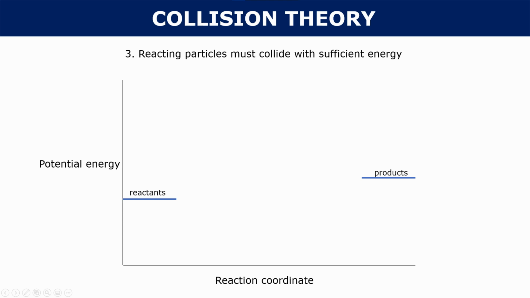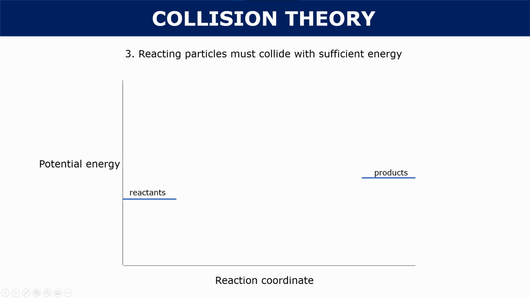And so in this case, the potential energy of our reactants is lower than the potential energy of our products. This means that it was an endothermic reaction. If your products were below your reactants, that would be an exothermic reaction. But all reaction coordinate diagrams are going to have your reactants and your products.